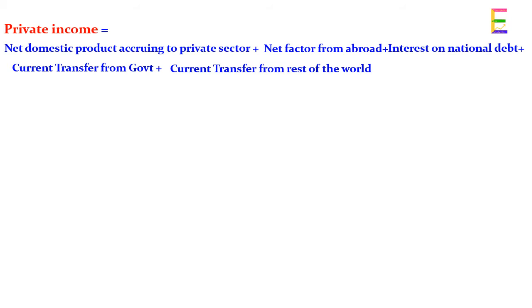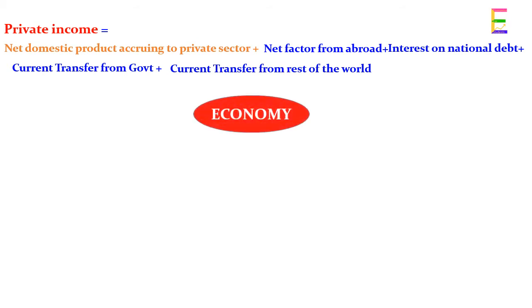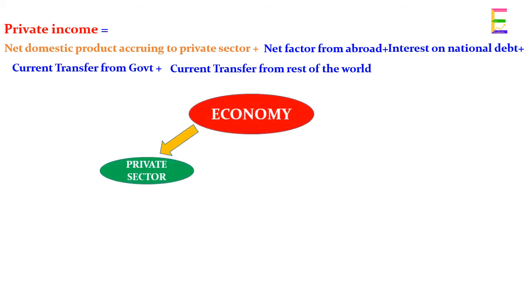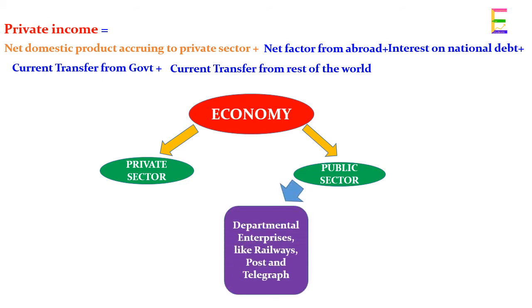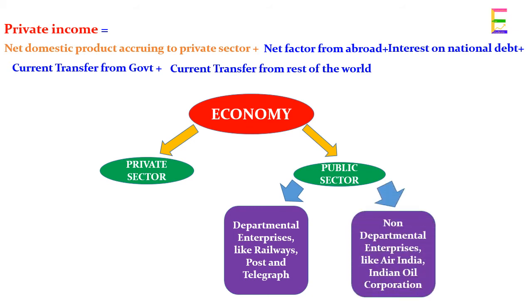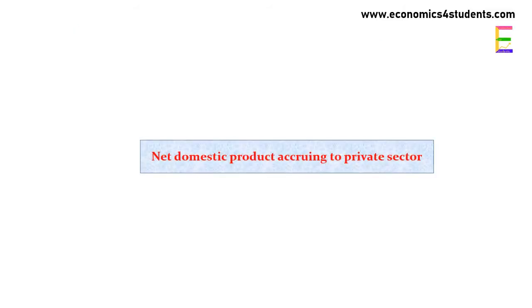First, what is net domestic product accruing to the private sector? In the economy, there are two sectors, private sector and public sector. Public sector includes the departmental enterprises like railways, post and telegraph, etc. and non-departmental enterprises like Air India, Indian Oil Corporation, etc. So, to get domestic income accruing to the private sector, we need to deduct these two components of public sector earnings from net domestic product.